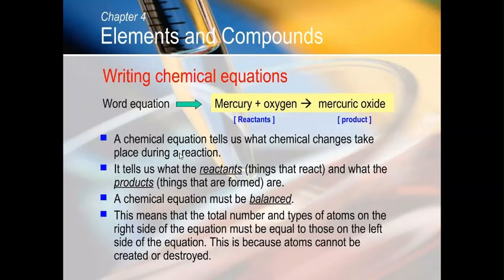A chemical equation tells us what chemical changes take place during a reaction. It tells us what the reactants are, which are the things that react, in this case mercury plus oxygen, and what the products, the things that are formed, are. A chemical equation must be balanced. What does balanced mean? This means that the total number and types of atoms on the right side of the equation must be equal to those on the left side. This is because atoms cannot be created or destroyed. Atoms are permanent, they do not change, they are there all the time.